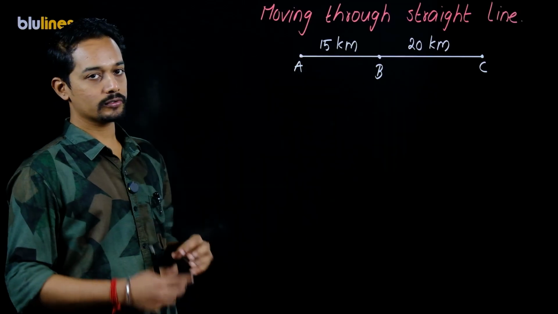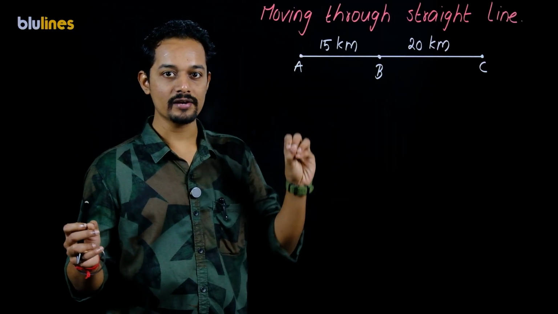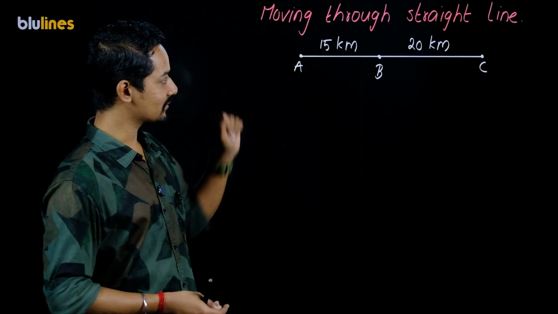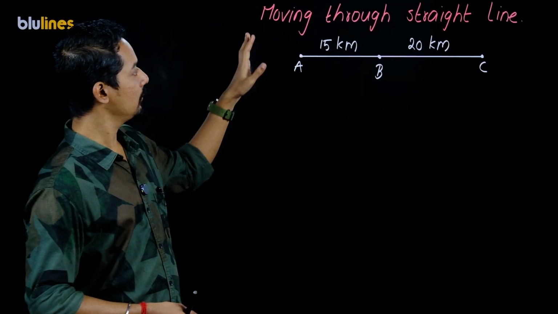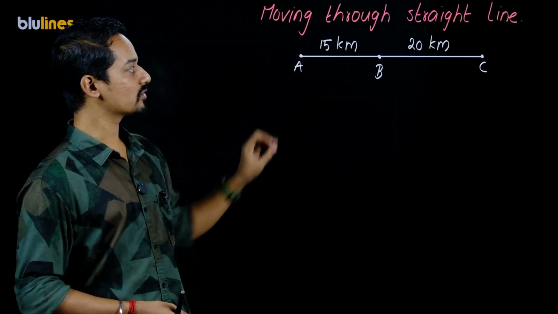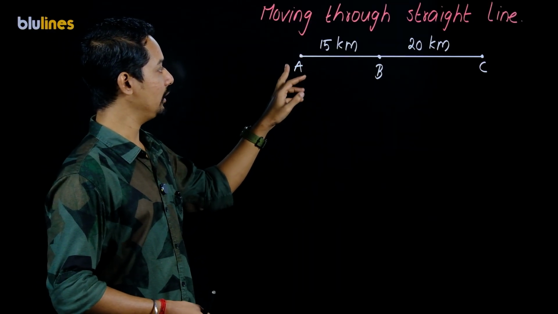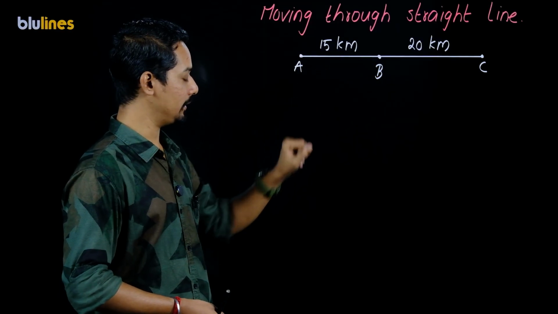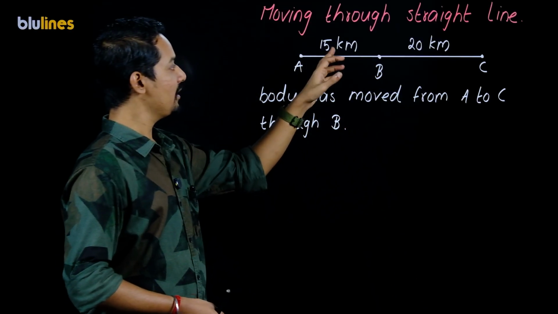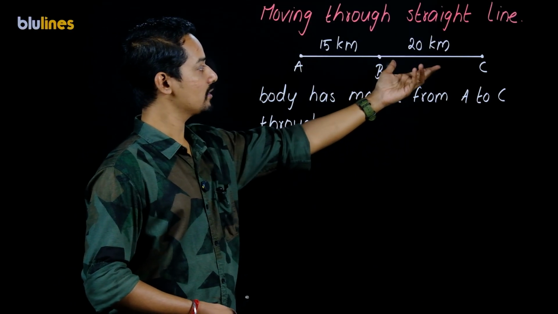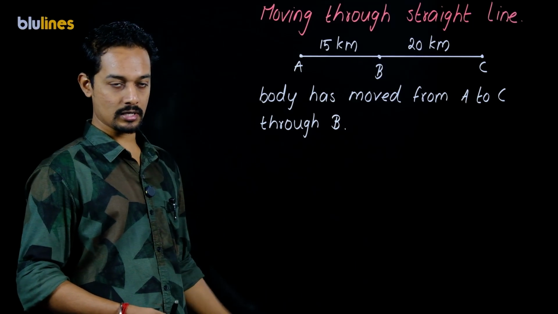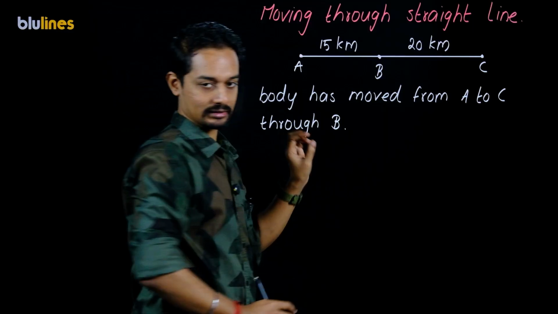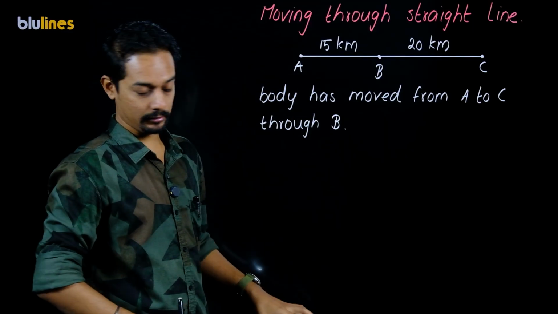Now, there are many ways in which he can move from initial position A to position B. It can be along any path, but the simplest path is a straight line. So let's look at a problem involving moving through a straight line. Here we have a body which has moved from A to C, and it has moved through B. Now AB is given as 15 kilometers and BC is given as 20 kilometers. So I have to find the total path length that is covered by this body.